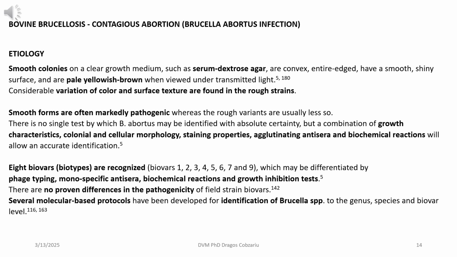There is no single test by which B. abortus may be identified with absolute certainty, but a combination of growth characteristics, colonial and cellular morphology, staining properties, agglutinating antisera and biochemical reactions will allow an accurate identification. 8 biovars are recognized, which may be differentiated by phage typing, monospecific antisera, biochemical reactions and growth inhibition tests. There are no proven differences in the pathogenicity of field strain biovars. Several molecular-based protocols have been developed for identification of Brucella spp. to the genus, species and biovar level.